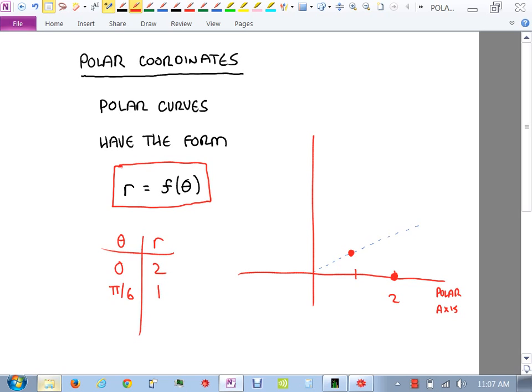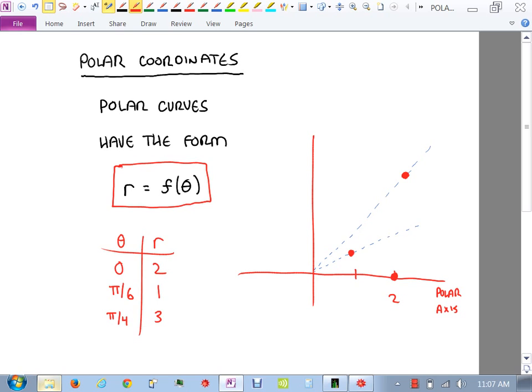Let's just say. And then maybe at pi over 4, I want you to be at 3. So at 45 degrees, I want you to be way out at 3 now. So I don't know, 1, 2. I'm just eyeballing this. Maybe it's around there. Right?